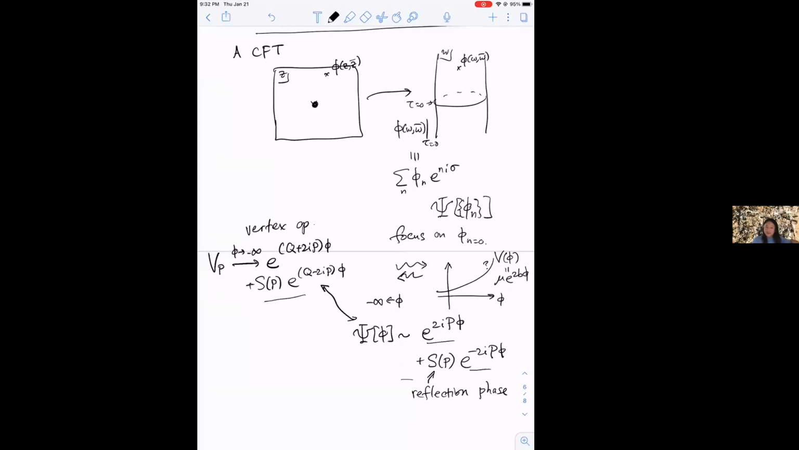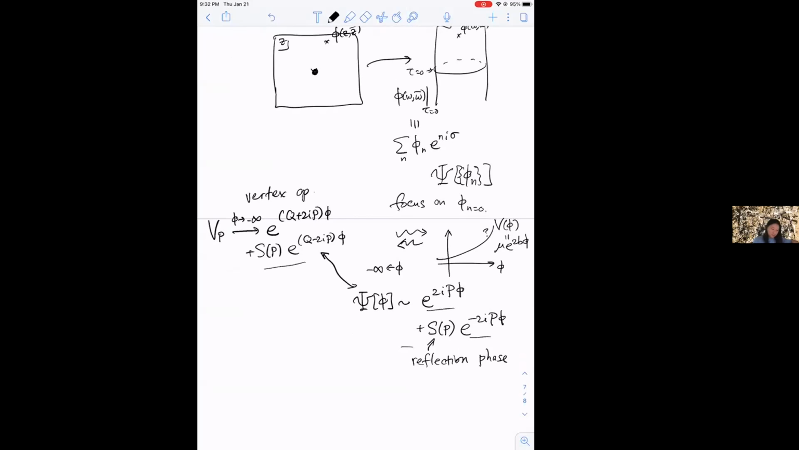Any questions about this? Now, the claim is that these are actually the complete set of states that are Virasoro primaries in the Liouville theory. All the states in Liouville theory are linear combinations of these plane wave kind of scattering states and their Virasoro descendants.